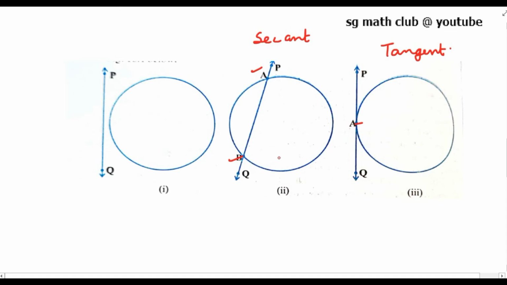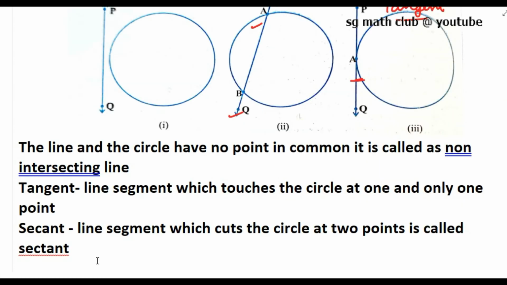So we can define secant as the line segment which cuts the circle at 2 different points, that is called as secant, and the line segment which touches the circle at one and only 1 point, that is called as tangent. So these are the definitions of tangent and secant. The line segment which touches the circle at one and only 1 point is tangent, and the line segment which cuts the circle at 2 different points is called as secant.